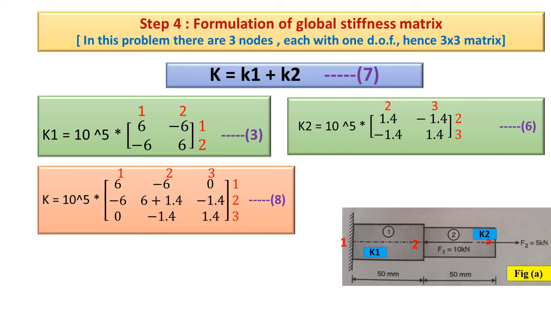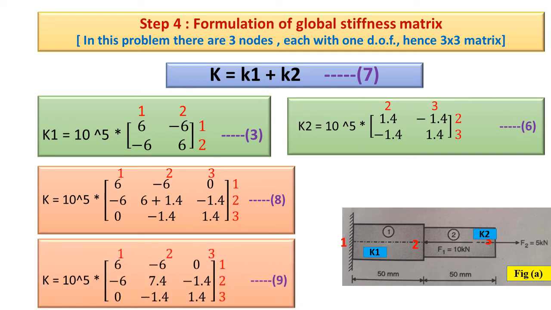As we can observe here, there is no element as such at 3 1, so 3 1 is 0. Here there is no element at 1 3, therefore 1 3 is 0. And finally we get the global stiffness matrix K, equation number 9.